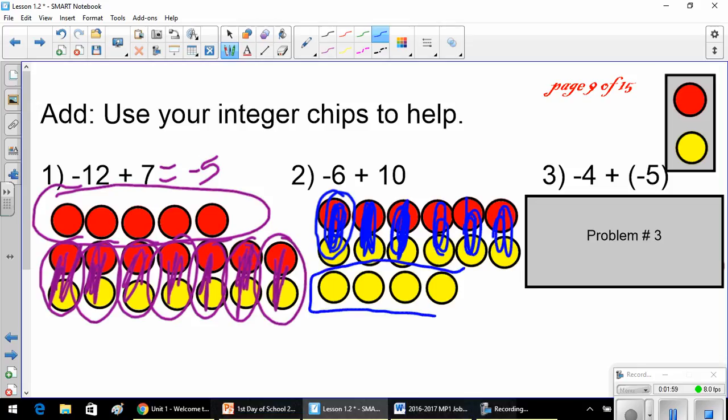My final counters that are left over are 4 yellows. And remember, yellow represents positive. So my final answer is positive 4.